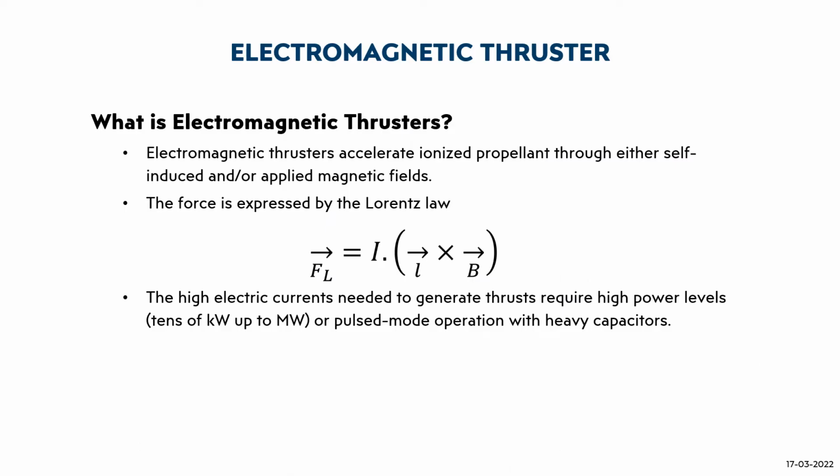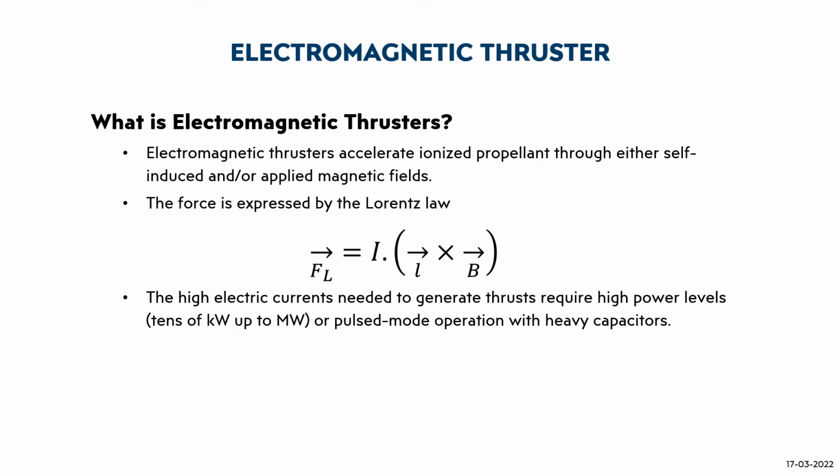Now let's see what is the electromagnetic thruster. An electromagnetic thruster accelerates ionized propellant through either a self-induced or applied magnetic field. The force is expressed by the Lorentz law, given as F_L = I × L × B, where I is the current induced, L is the length of the channel, and B is the magnetic field.